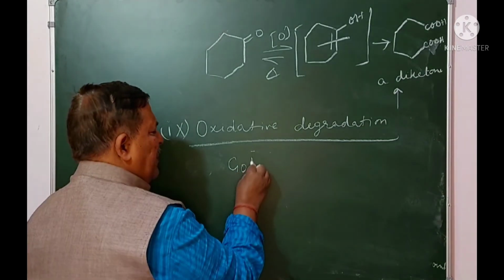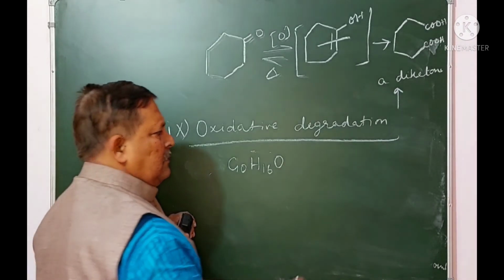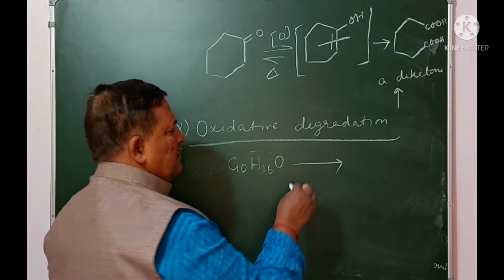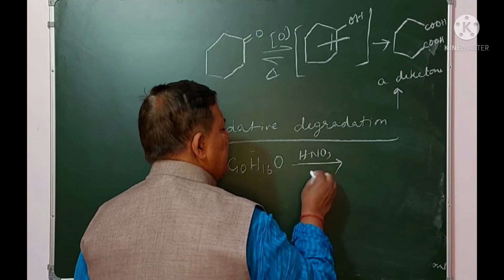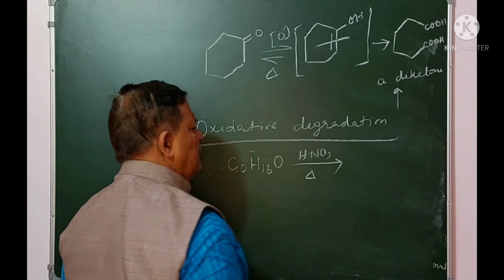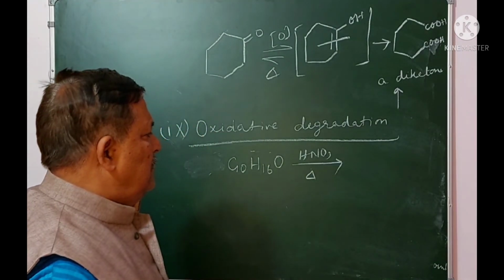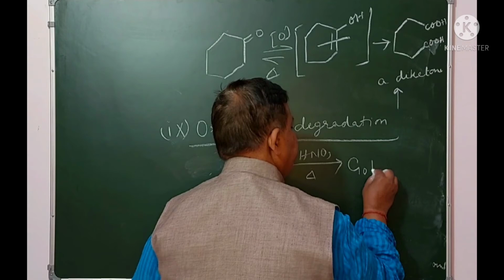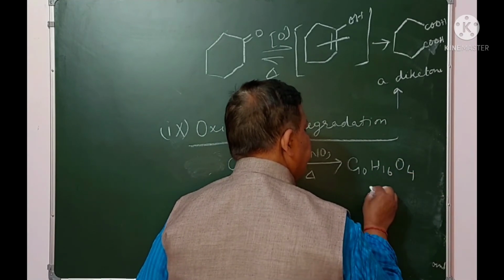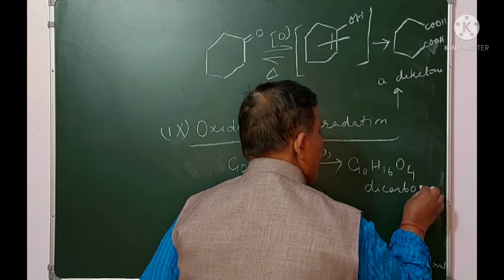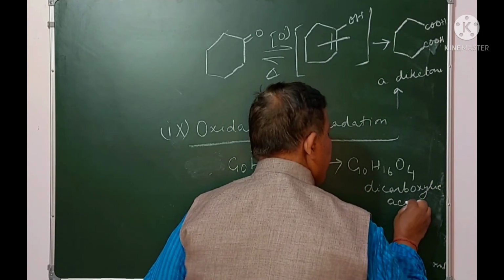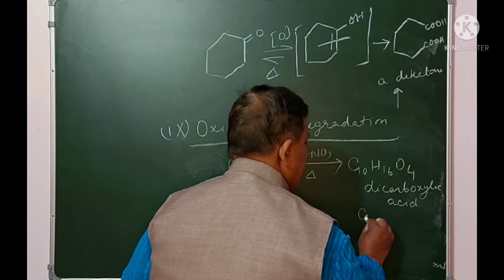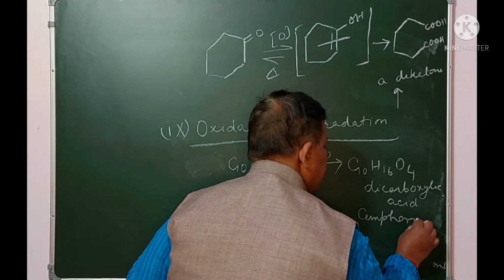The camphor, the said compound, when heated with concentrated nitric acid, gives a dicarboxylic acid, and this dicarboxylic acid is identified as camphoric acid.